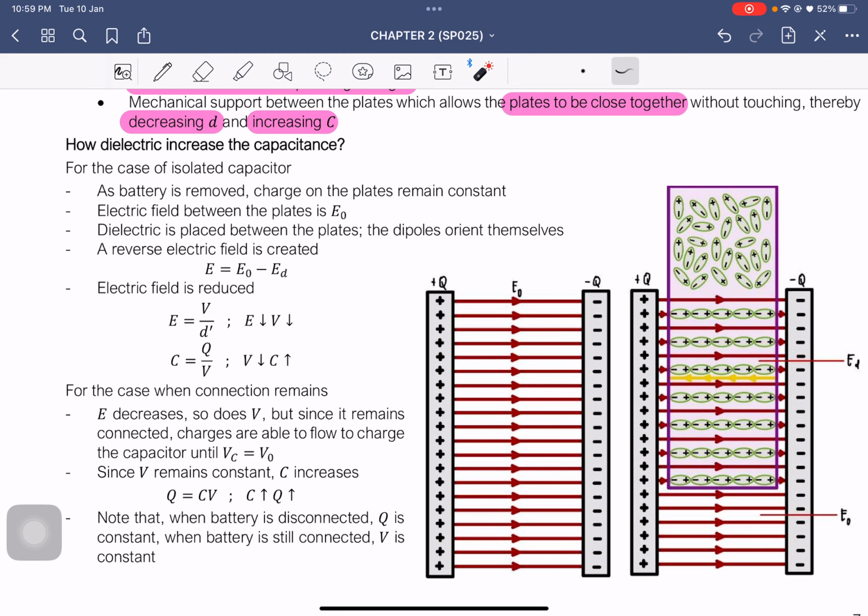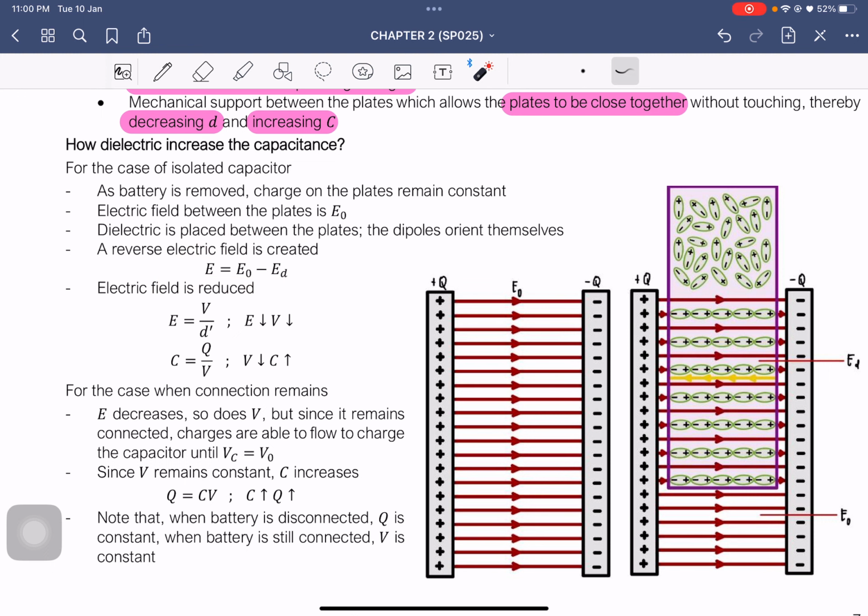When the dielectric is placed between the plates, the dipoles orient themselves. So from being random like this, suddenly they arrange themselves like this. The positive will be attracted to the negative plate, the negative will be attracted to the positive plate. Because of what this charge is doing, a reverse electric field is created. So instead of going like this, it goes like this. That is calculated using this equation here.